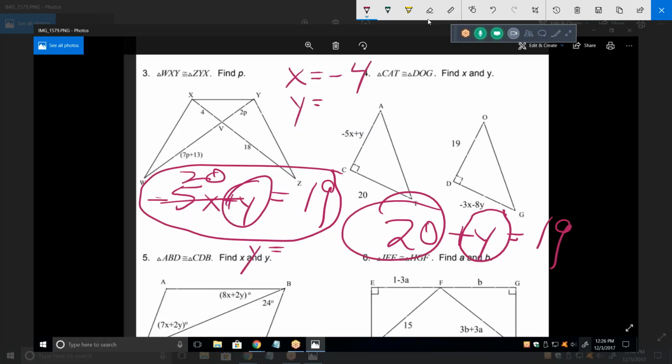How do I get rid of the 20? Put it on the right side. How do you do that? Erase it, and then you subtract it. You subtract 20 from both sides. So y is equal to 19 minus 20. What is that? Negative 1. Okay, so now we have both of our answers.